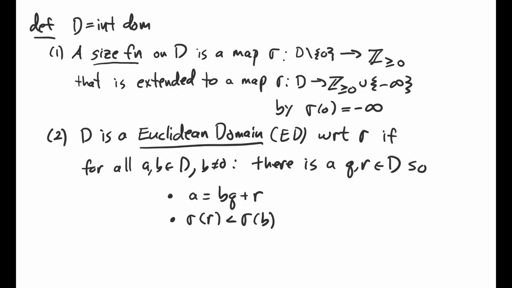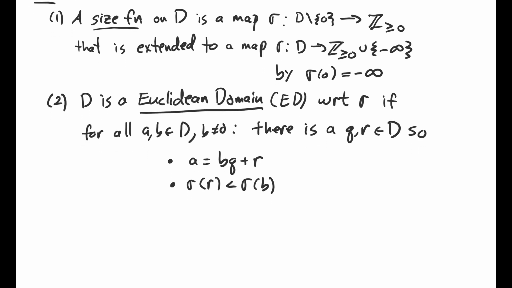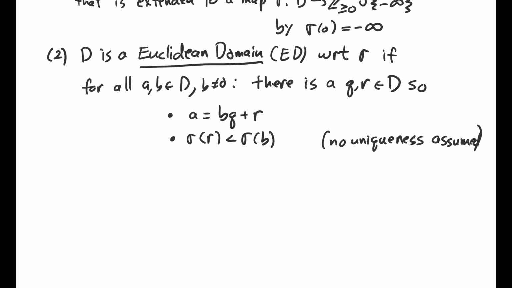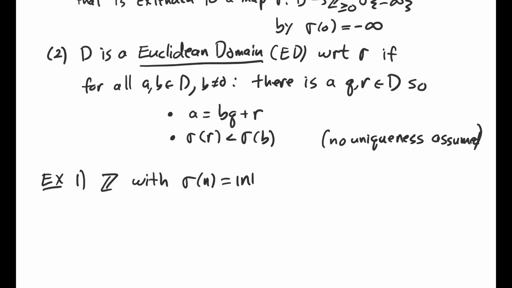Now, over Z, we had a uniqueness condition, that there was a unique Q and R. That's not part of the definition of the Euclidean domain, just the existence. If you can do this, then you're a Euclidean domain. It doesn't matter if you can do it in lots of ways. All right, so let's do a couple examples, or at least mention them.